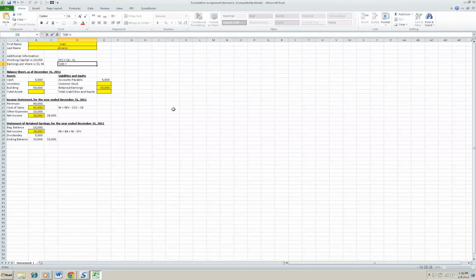So 10,000 is equal to current assets. And your current assets in this problem are just cash and inventory. So it's $5,000 for the cash plus inventory, which is X, we don't know, minus current liabilities. And the current liability here is only accounts payable. 5K. So then what do we have? We have a positive 5,000 and a negative 5,000. That cancels out. So we're left with inventory being equal to 10,000.